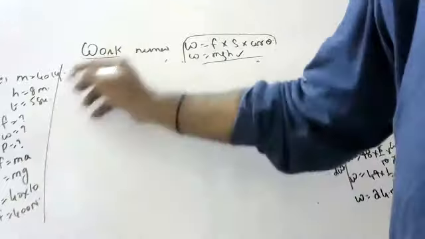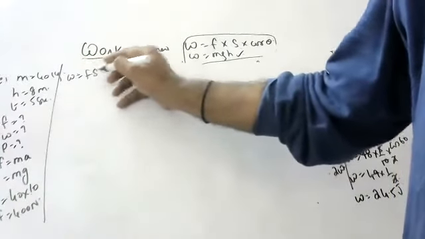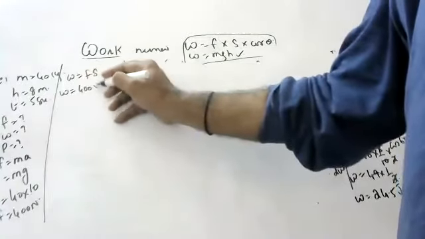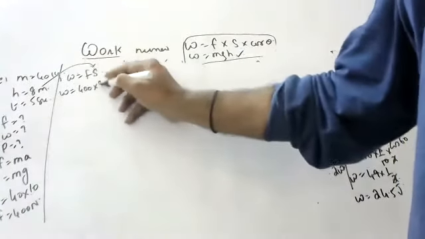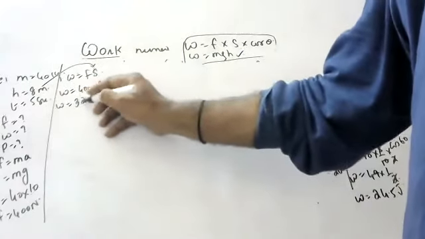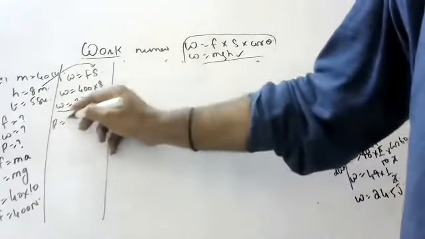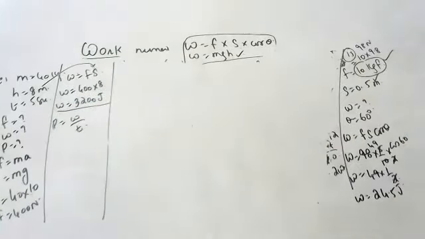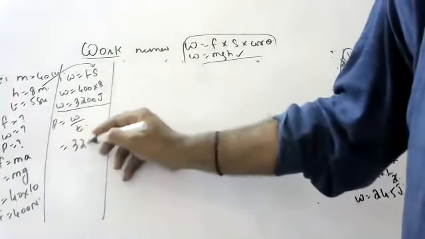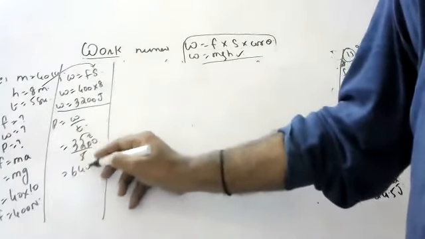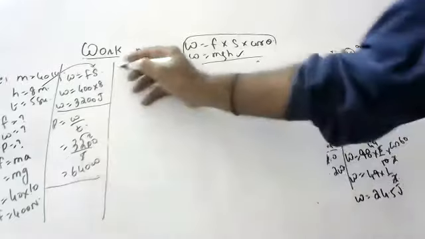Now tell me work. Work is F into S. Force is 400 into 8 meters, 3200 joules. Now tell me power. How do you find power? Power is equal to work by time. The work is 3200, divided by 5. So 640 watts. Thank you. Next.